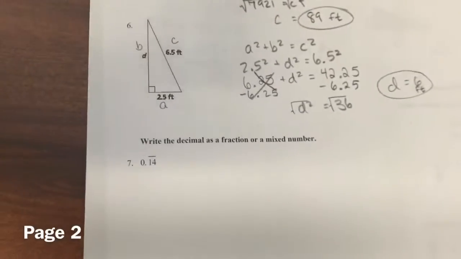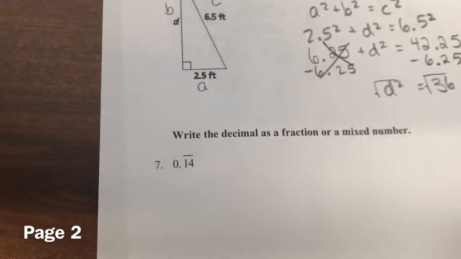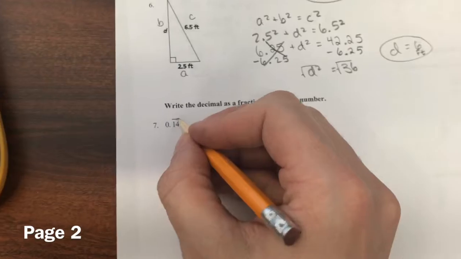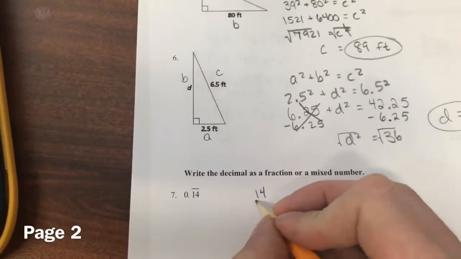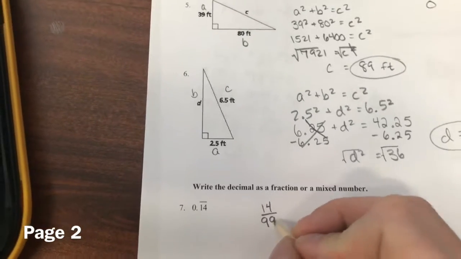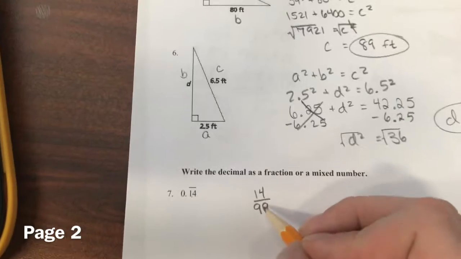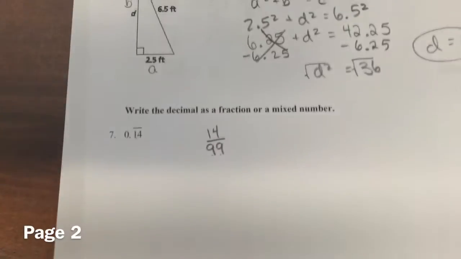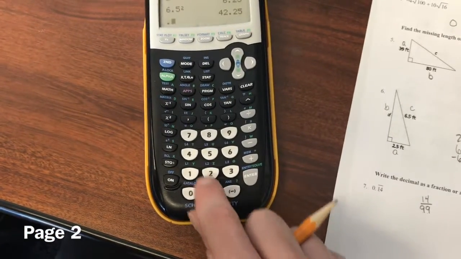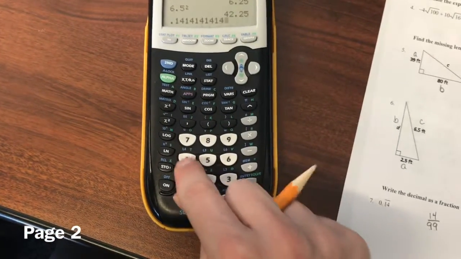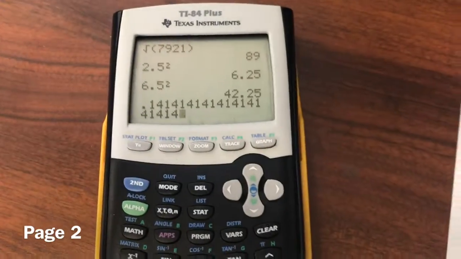I have to do this problem by turning it into a fraction or a mixed number. The old-fashioned way of doing this is whenever you have a repeating decimal, you take that number and put it over 99, or as many nines as there are numbers repeating. Since 14 is 2 digits repeating, I put it over 2 nines. That's it, I'm done. If you need to see it done on a calculator, you type out 0.1414 and keep hitting 14, no mistakes, no typos, until you get to the second line.